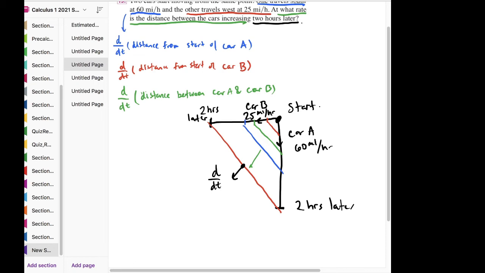Does the picture make sense? All those lines represent different points in time, and the distance between the two cars at any point in time. And this line at the end represents the distance 2 hours later. Questions?